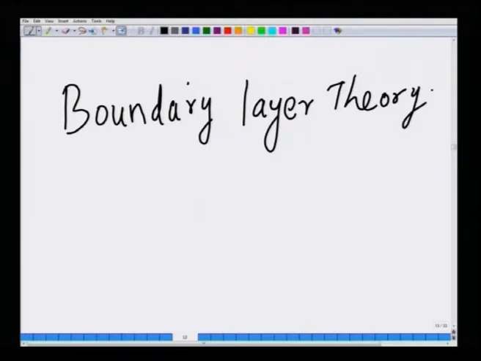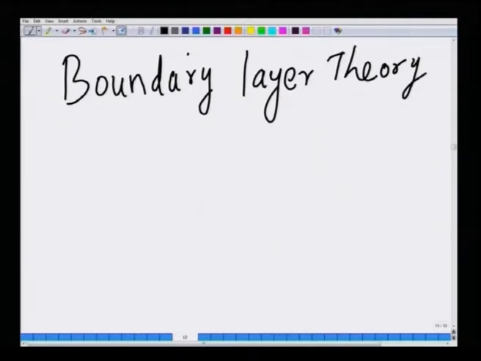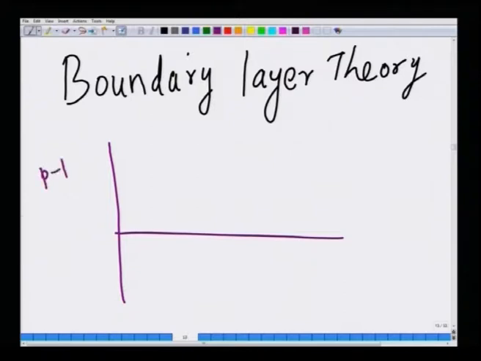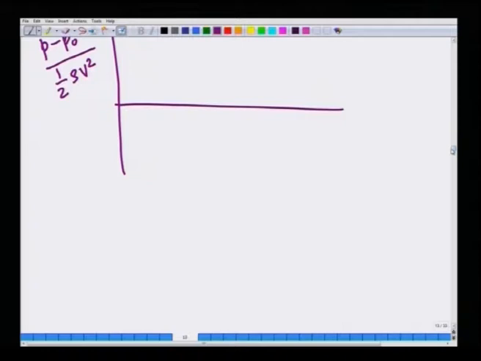Now, another indicator that the inviscid flow theory is extremely flawed is the following. Suppose you look at the pressure variation. I am plotting here P minus P0 on the surface of the sphere, divided by half rho v squared. P0 is the pressure far away from the sphere. So, this is the difference between the pressure on the surface of the sphere and the pressure far away, divided by half rho v squared, where v is the free stream velocity.